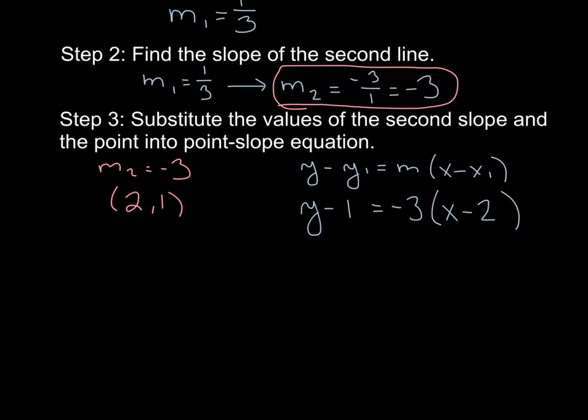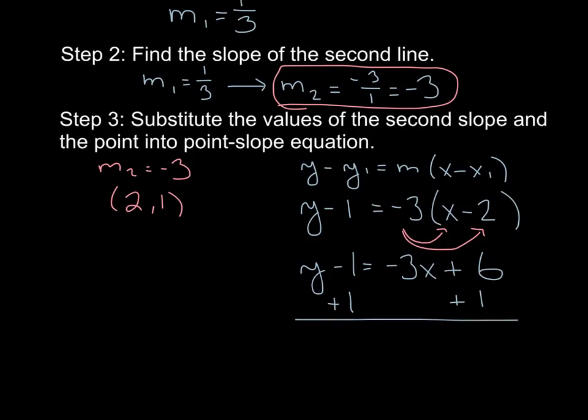So in this case, my first step would be to distribute this -3. I would end up with y minus 1 is equal to -3x plus 6. From here, we need to get y alone. So what we're going to do is add 1 to both sides, and we're going to end up with our equation y is equal to -3x plus 7. And that's our answer.